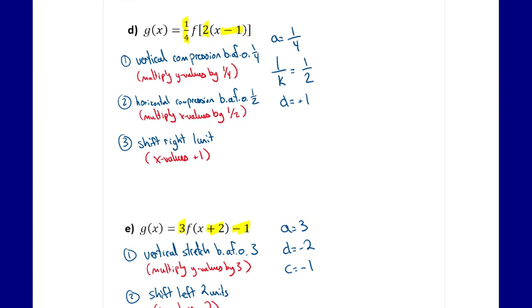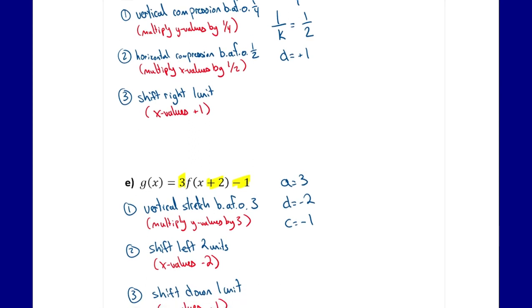In order of transformations, we have a vertical compression by a factor of 1 over 4, meaning we multiply our y values by 1 over 4. We have a horizontal compression by a factor of 1 over 2, meaning we multiply the x values by 1/2. And then our final transformation is we shift right. I changed the wording because you can also write the horizontal translation as shift right if you'd like. So shift right 1 unit, meaning we add 1 to our x values.